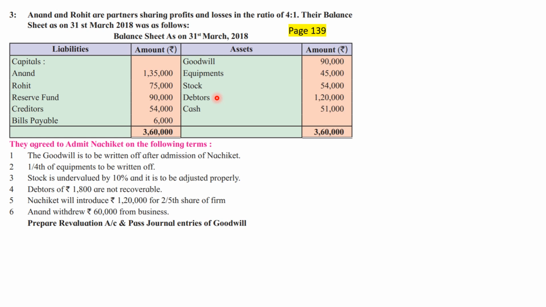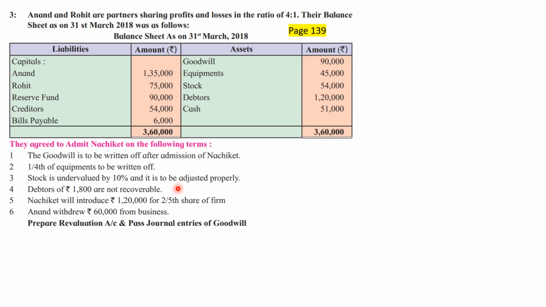Government textbook is following the opinion that goodwill written off should be considered only against old partners. That means goodwill written off is to be treated just like an adjustment of revaluation. So government textbook is probably ignoring the word after admission of Nachiket. It is considering the word at the time of admission. All these different things are taking place. They agreed to admit Nachiket on the following terms. So we are considering just like revaluation of other assets, goodwill is also revalued and the new value of goodwill is 0.